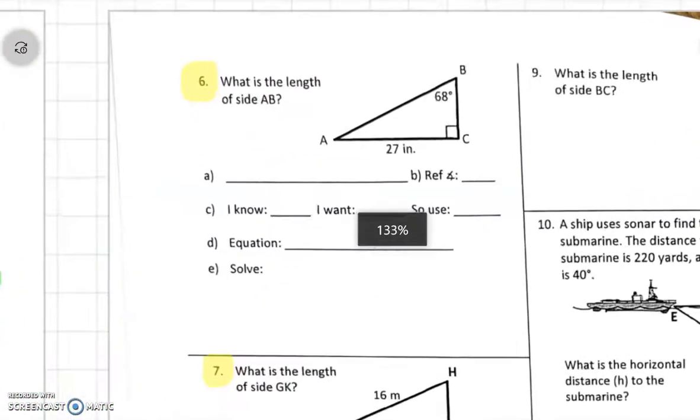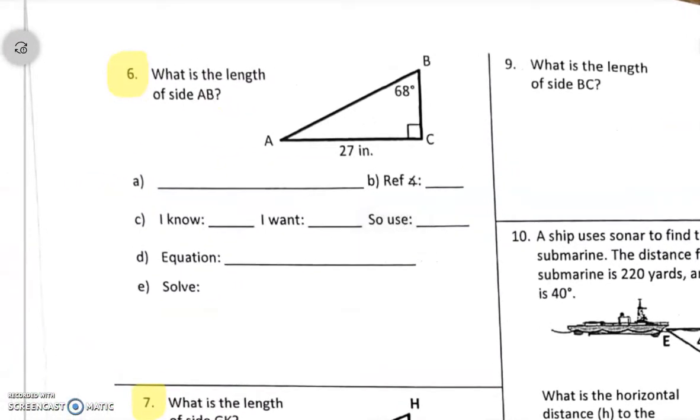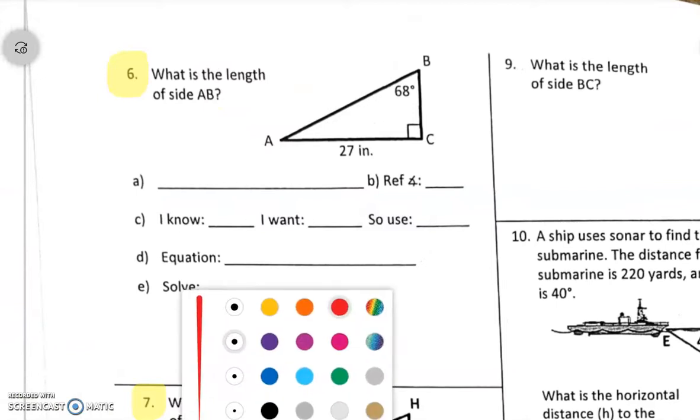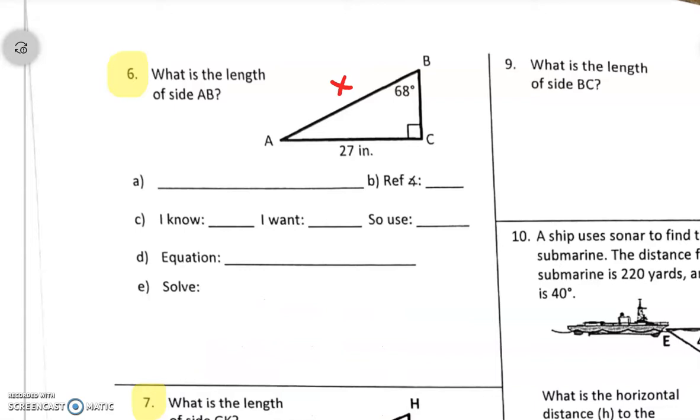Let's do a couple of these over here. Number 6, let's look at these. So number 6, it says, what is the length of side AB? So I'm going to label that side X. We're going to use 68 degrees as our reference angle. So that's what it's asking right here in B. The reference angle is 68 degrees. That's the angle we're using. So I want you to skip this A part.